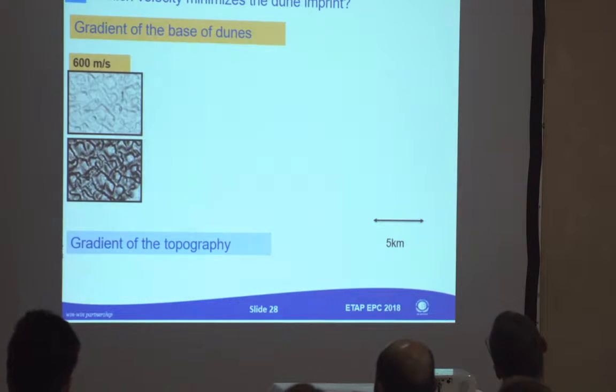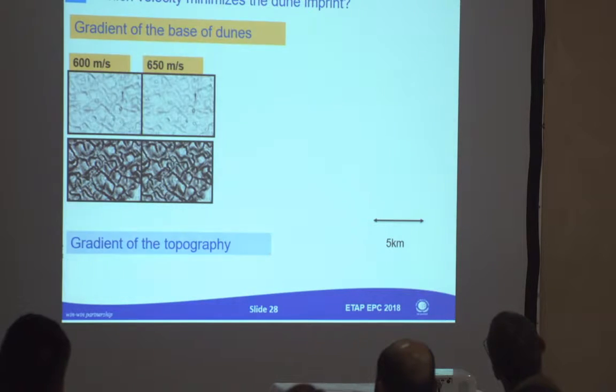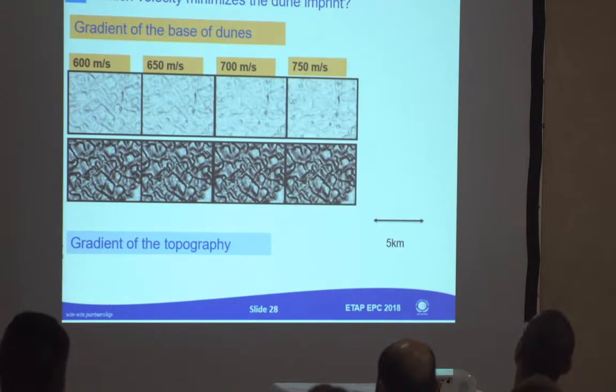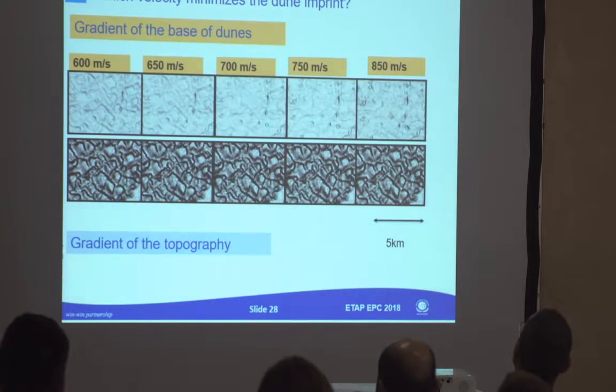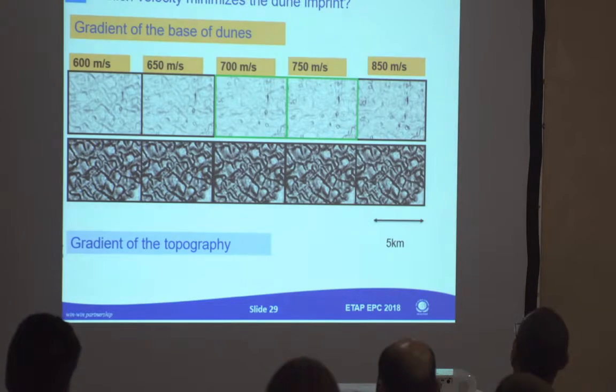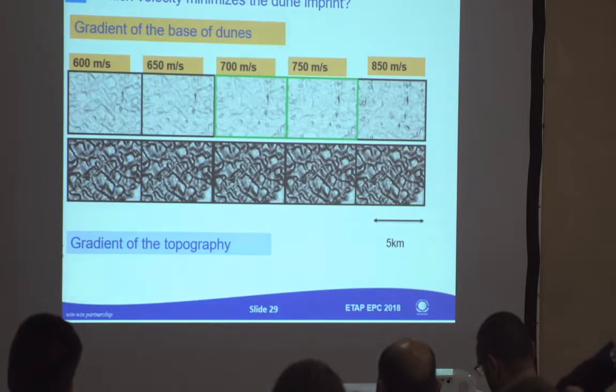And again, for the different velocities, you can look at this gradient. Here, for example, for a slightly higher velocity, the imprint is weaker. At 700 meters per second, it almost disappears, and 750 meters per second also is very weak. But if you increase your velocity, you start to see again the imprint of the base of the dune. So by this method, we can select again. It's an example just to show how we can do it. We select these velocities.